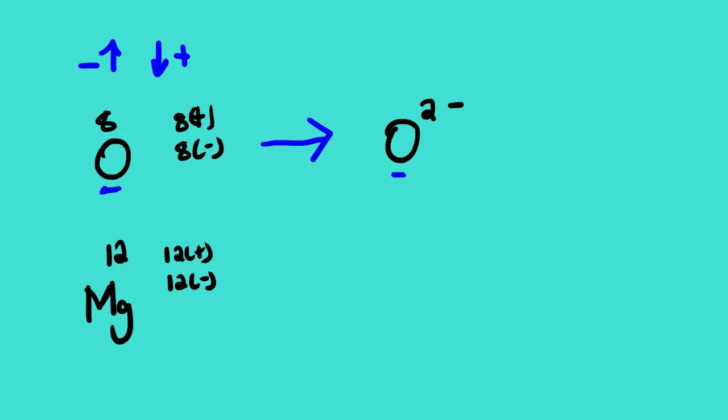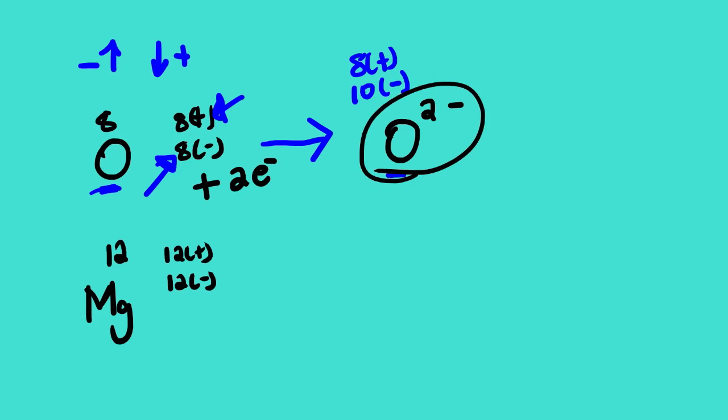So what happened is that instead of tampering with this, let us add more electrons, meaning that in order for us to get here, we have 8 positive charges and then we have 10 negative charges. It simply means that from here we've added 2 electrons to have this.